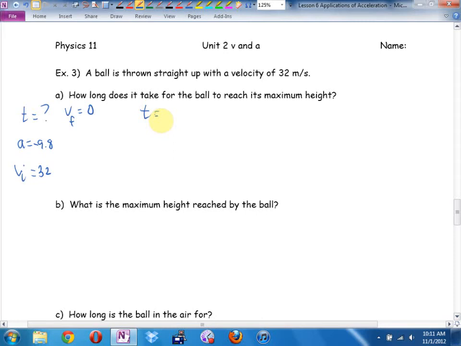So look at the equation. See where the T is? Keep looking at it. I'm going to walk you through it. See it there? What else do you see?